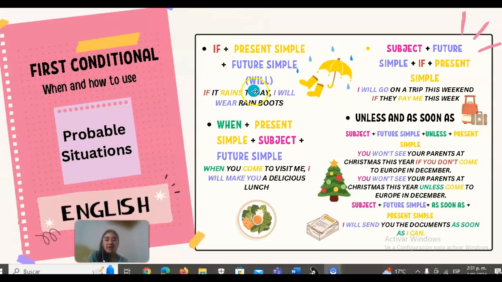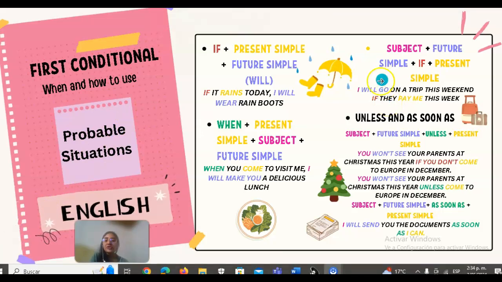The first one we have is this. It is used when we want to relate two events, one in the present which will ensure a consequence in the future. Example: if it rains today, I will wear rain boots. In this, we understand that if it rains, I will have to use those rain boots, and the structure is the same as the one we saw previously.